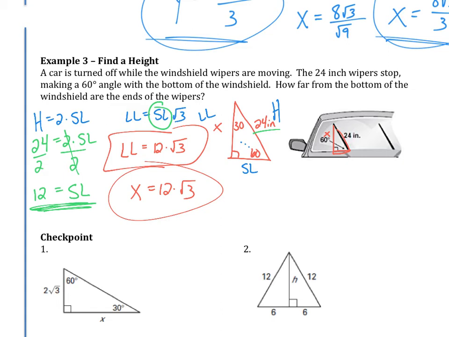And if we use our calculator to find out what that exactly is, we'll type that in, because it's always good to know what that number really means. So square root of 3 times 12 is about 20.78 inches. That's how high above the bottom of the windshield that is.